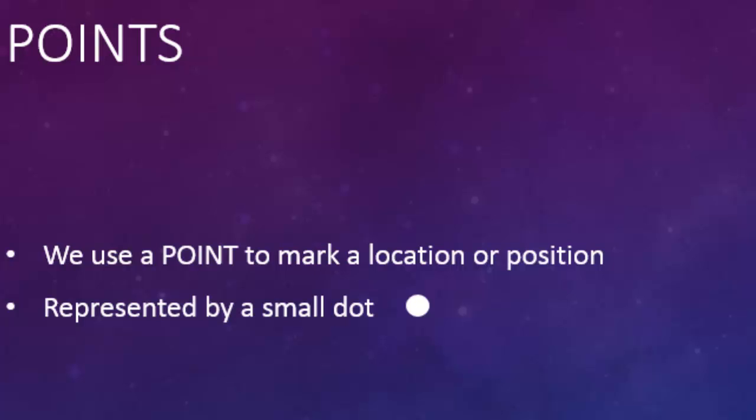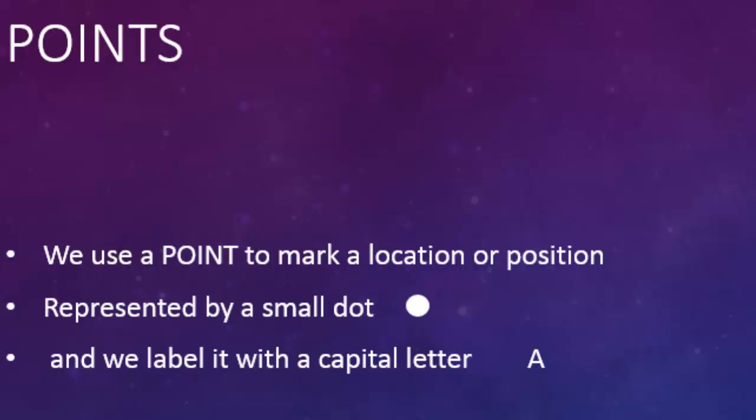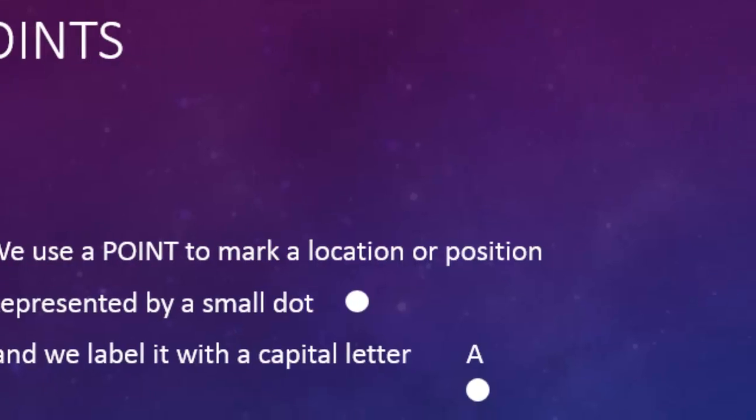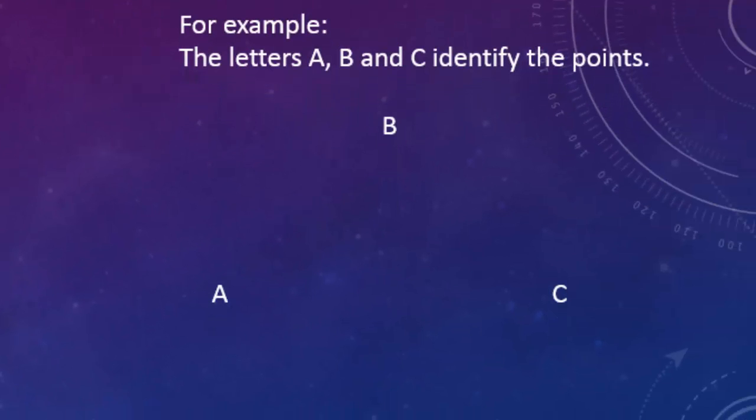We can make statements like, the distance from A to B is, or the angle at B measures. When we have the dot, we then label it with a capital letter. For example, this one is labeled with the letter A. In this example, we have the letters A, B, and C identifying the different points. So this is that example where we could say the angle of A, B, and C is, or the distance from A to B is.